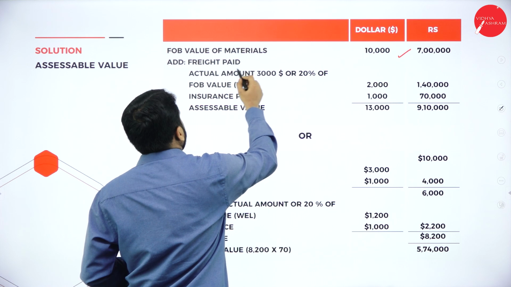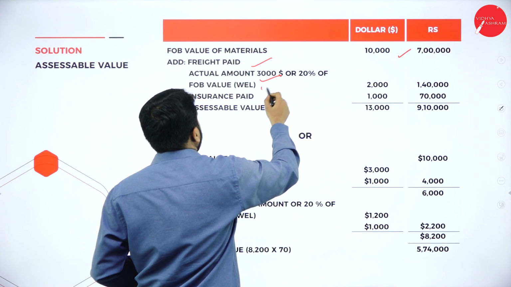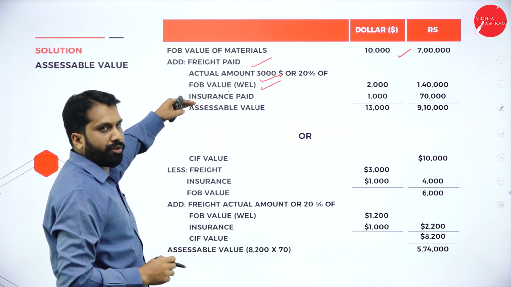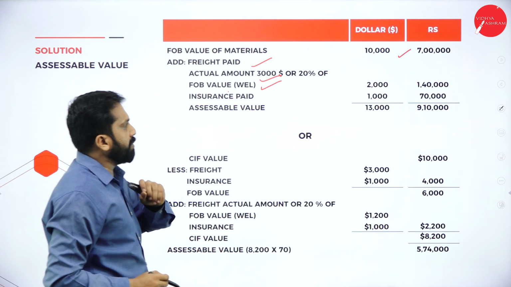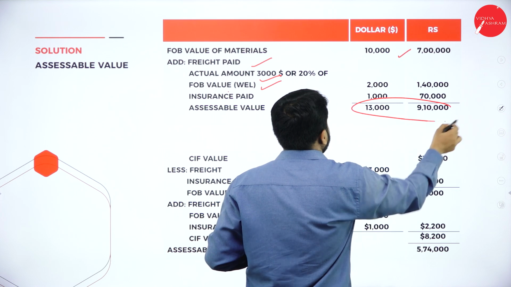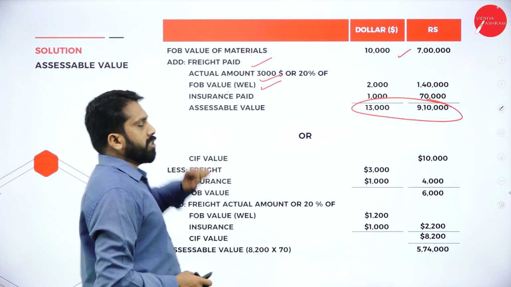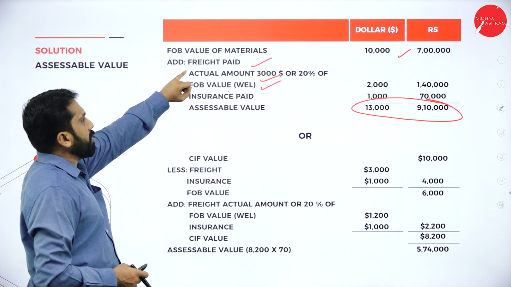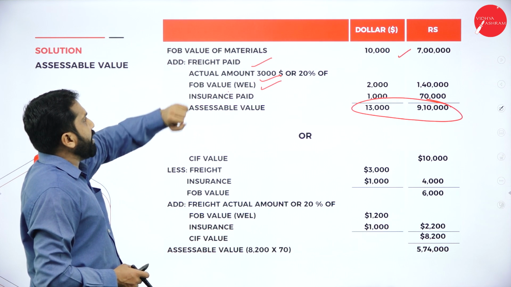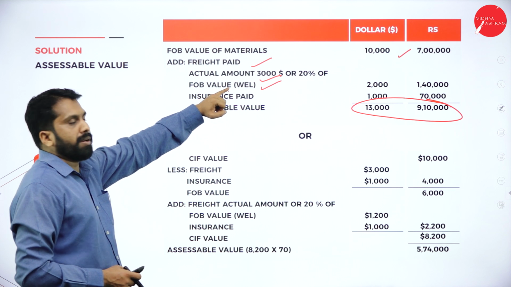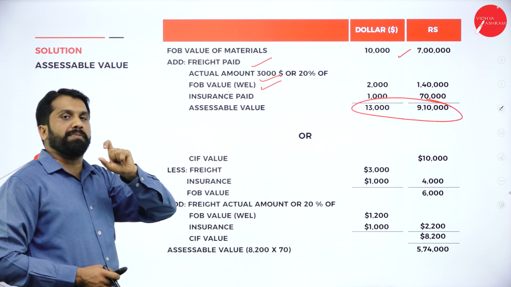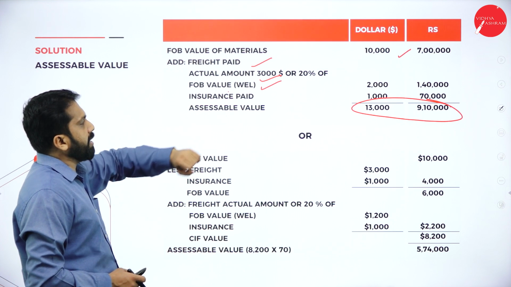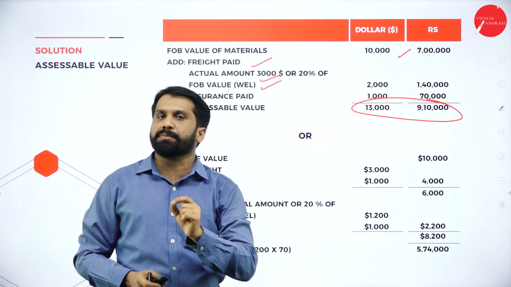Now, simple calculation. Value of material is given. Next, freight paid, actual amount. If you add everything, you will get FOB. We add insurance, then you will get the assessable value. This is called your assessable value. So this is all about your 5 marks question. Remember, to the value of material, what should you add? Your freight paid or actual amount paid, or 20% of FOB, whichever is less, you have to consider. Then insurance paid, and the final answer will be your assessable value.